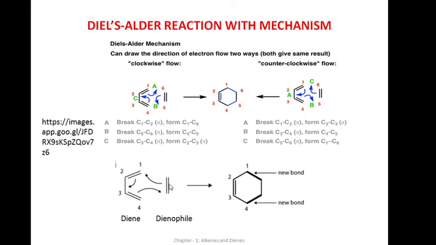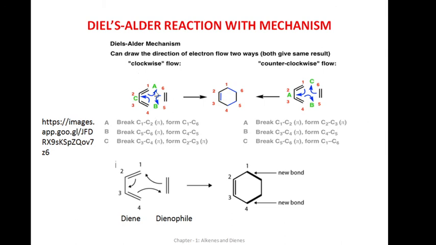There may be two ways of electron movement. See here, the first way: the double bond shifts in between these two carbon atoms. Then this double bond shifts here and this double bond shifts here. You will have new bonds formed between carbon 1 and carbon 6, and between carbon 4 and carbon 5.